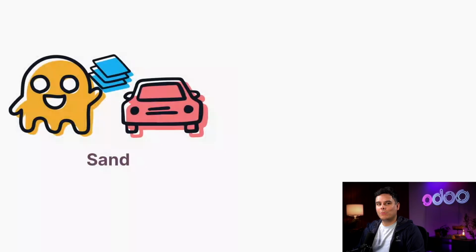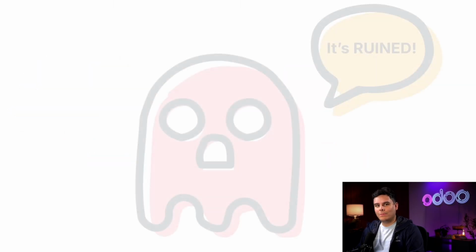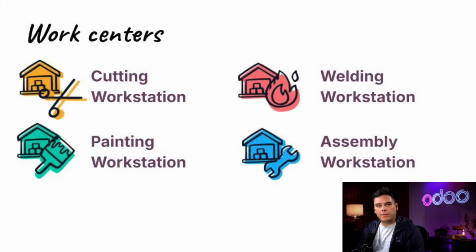Think about it. You wouldn't sand something and paint it in the same place, right? The dust would get everywhere and the paint job would be ruined, right? Sometimes different operations require different locations. This is where work centers come into play. Using the work centers feature, we can set up specialized locations configured with the equipment needed to produce our products. So, enough chit chat. Let's jump in and see how work centers function in Odoo.